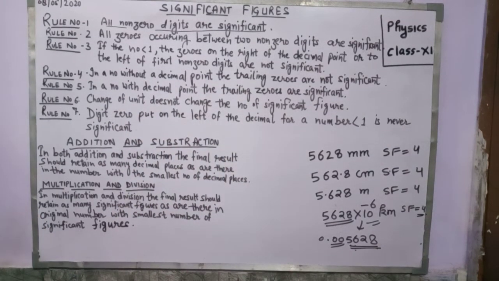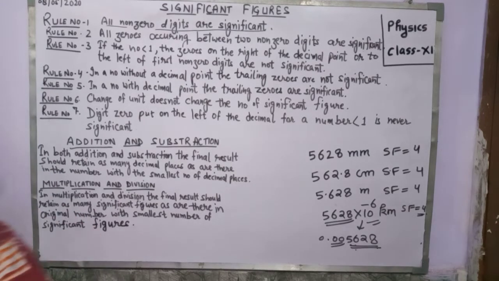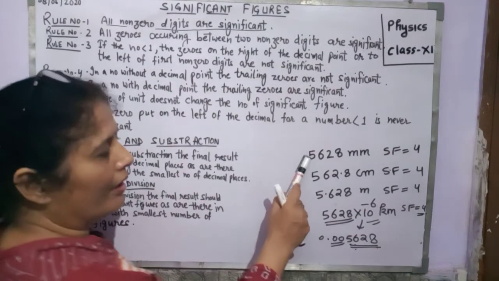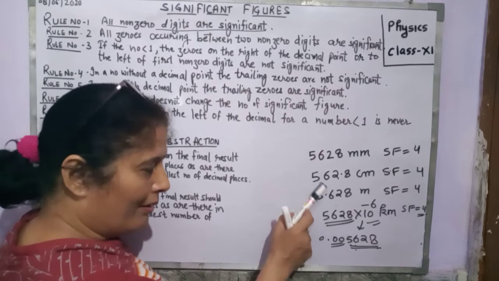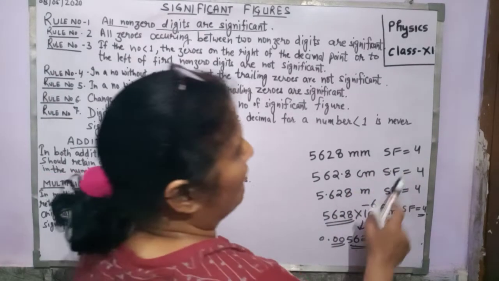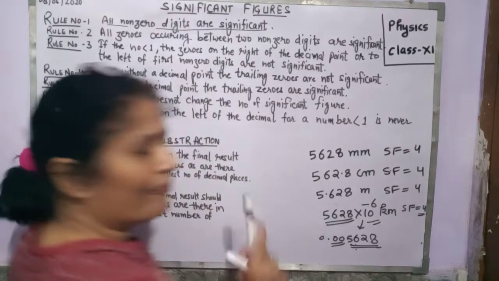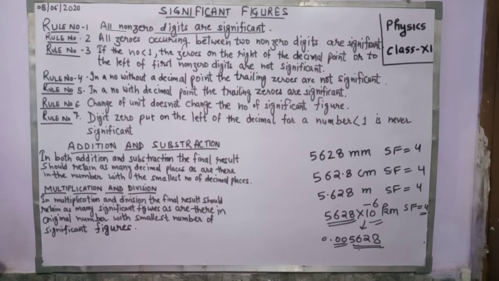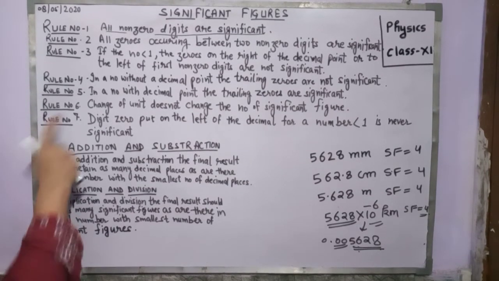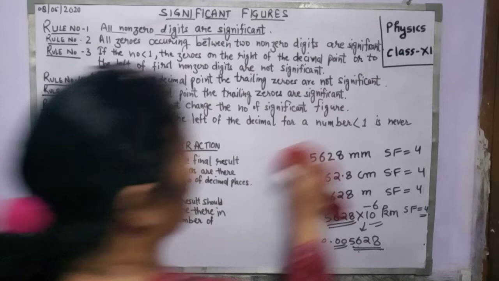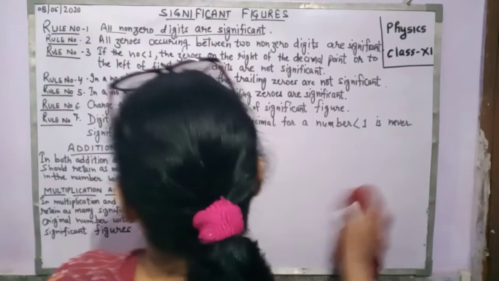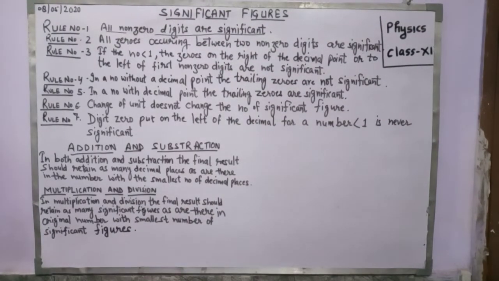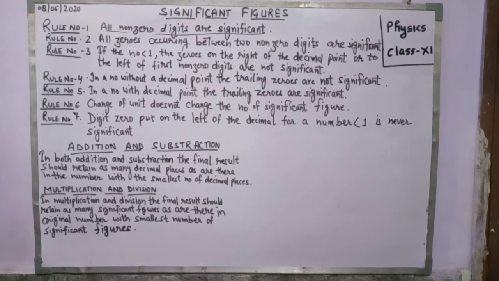This implies that if we convert a measurement from one unit into another unit, the number of significant figures remains the same. There will be no change in the significant figures of the measurement. This is your rule number 6. Now rule number 7 states that digit 0 put on the left of the decimal for a number less than 1 is never significant.